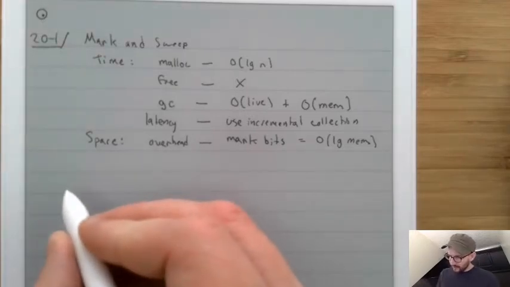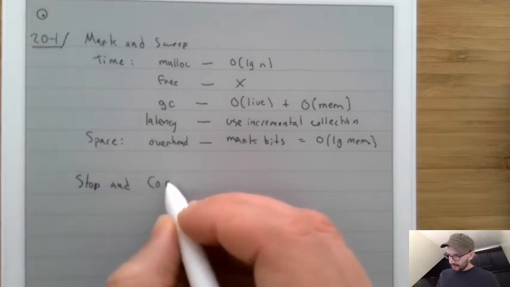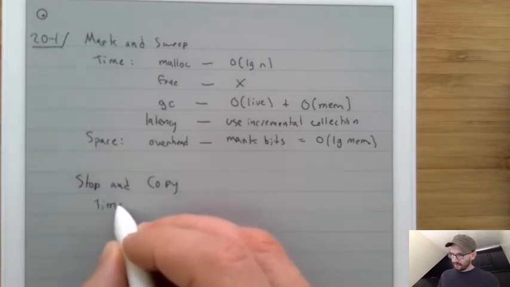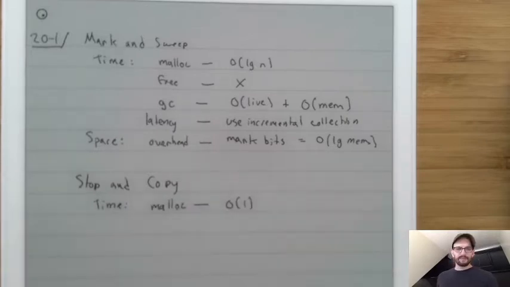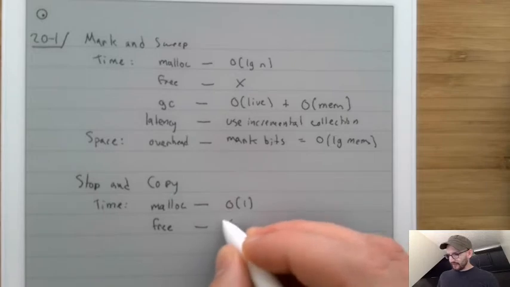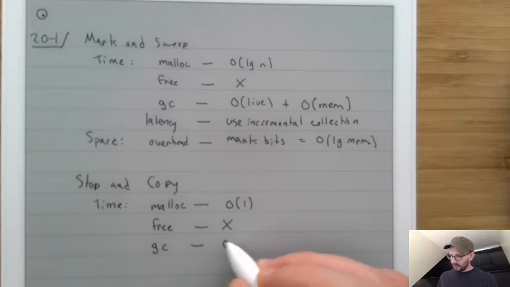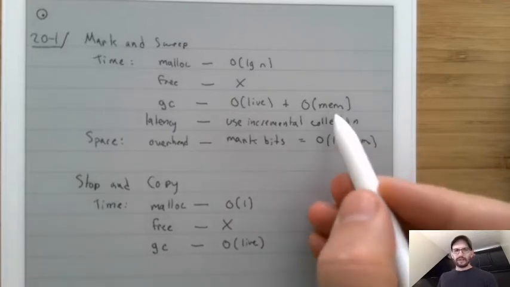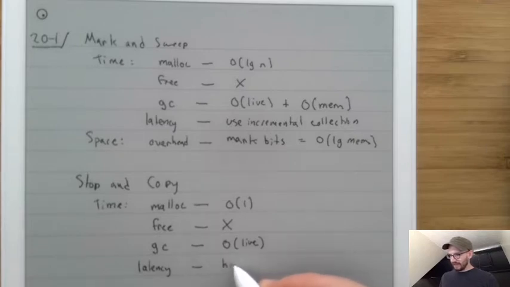So this new algorithm, it's called stop and copy. And let's talk about its performance. So its Malloc is going to cost O(1). So that's going to be really fast. Like before, its free is going to be free. Its garbage collector is also going to be fast because it's going to be O(live), meaning that it's going to ignore memory that is dead. However, and here's the downside, its latency is going to be high. There's going to be no incremental mode.